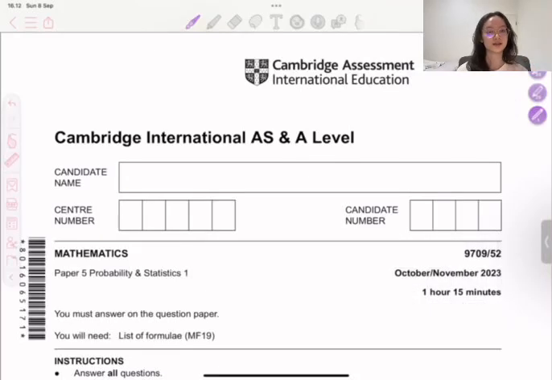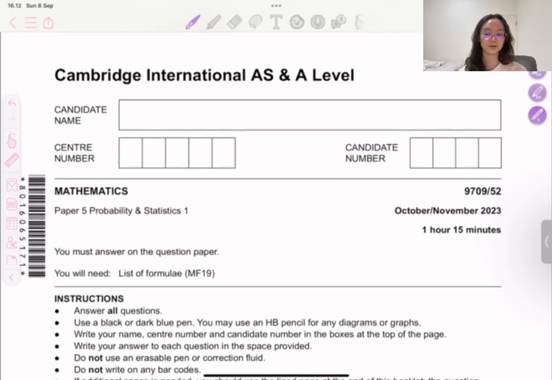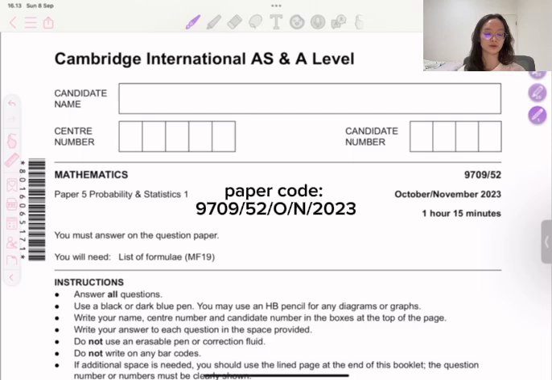Hello everyone, in this video we will answer together the Cambridge International AS and A-Level paper for Mathematics, Paper 5 Probability and Statistics 1. The code of this paper is 9709/52 from the October-November 2023 series.